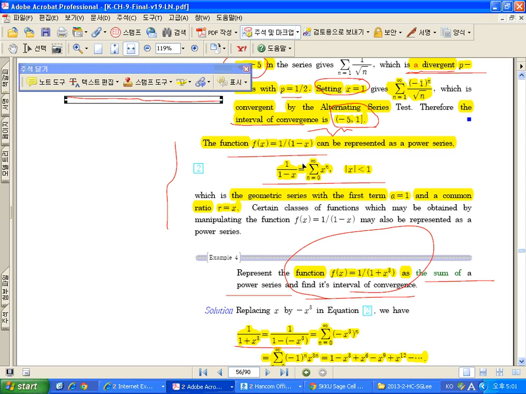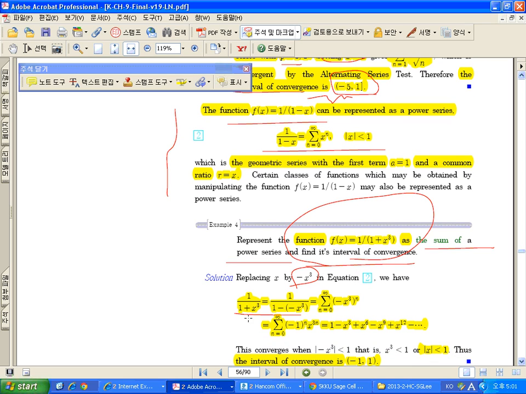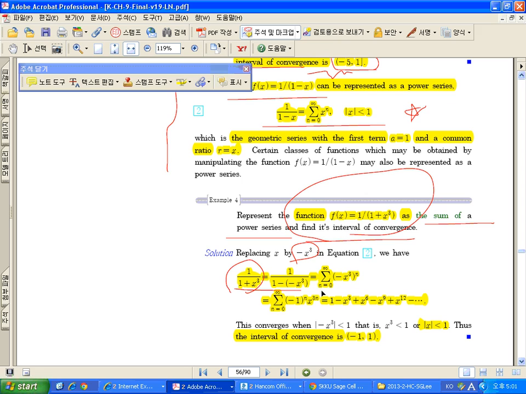this. So if we use this knowledge, then we can substitute this x by minus x cubed. Then we can easily get the power series of this one from the known power series, which gives us this.